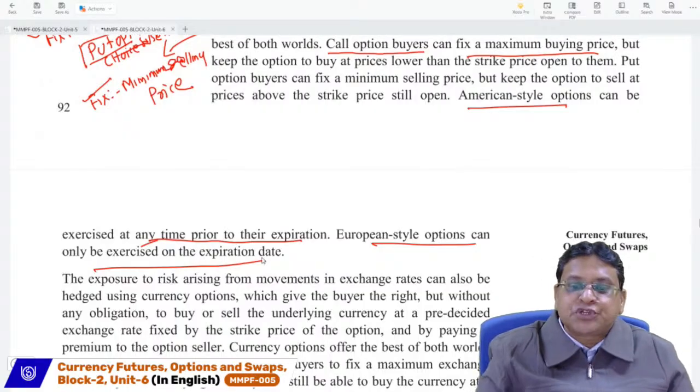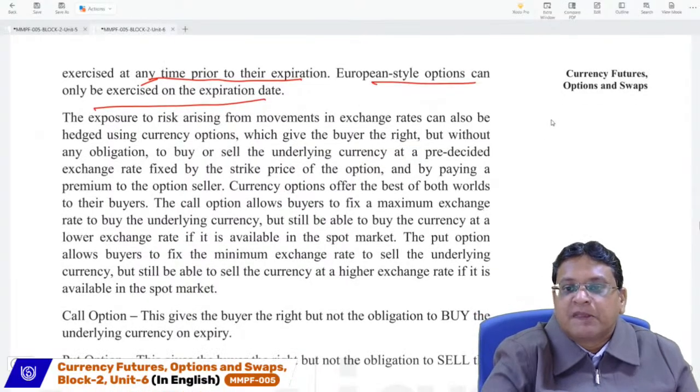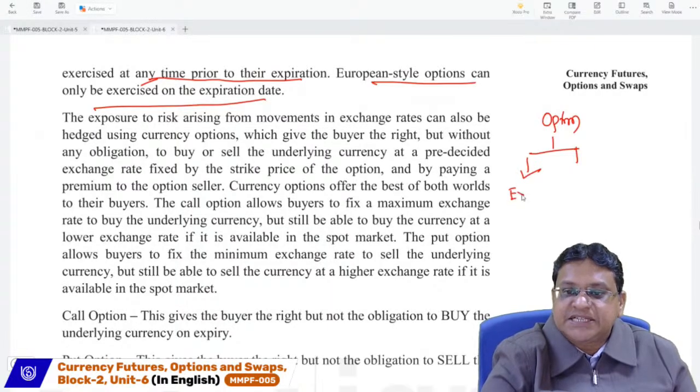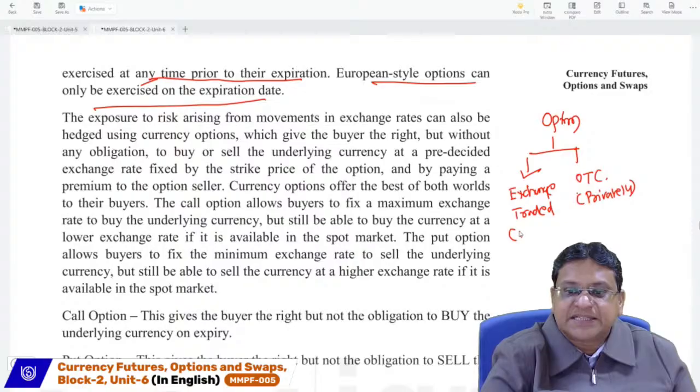Okay, the options may be of two types. Options may be exchange traded options or OTC options. What is an exchange traded option? It is purchased and sold in an exchange. What is an OTC option? OTC options are traded privately, and these are not traded in an exchange.